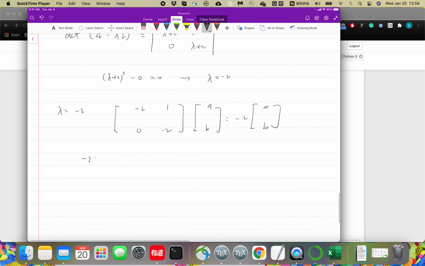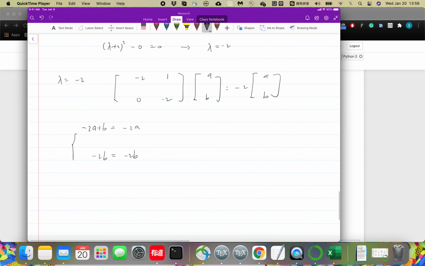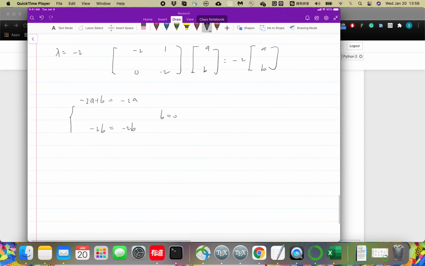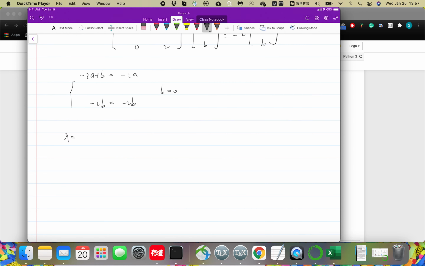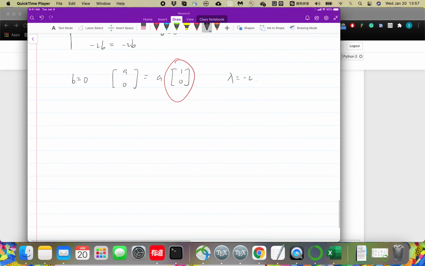Well, from here you can see the first one tells you b equals 0. Therefore, the eigenvector, b equals 0. So you have (a, b), which is (a, 0), which is a times (1, 0). So you have this eigenvector corresponding to lambda equals -2. And you stop here because you do not have a second distinct real eigenvalue. So far, there's no trouble.